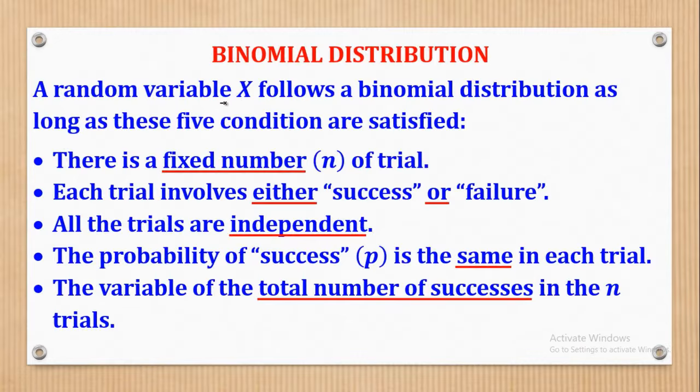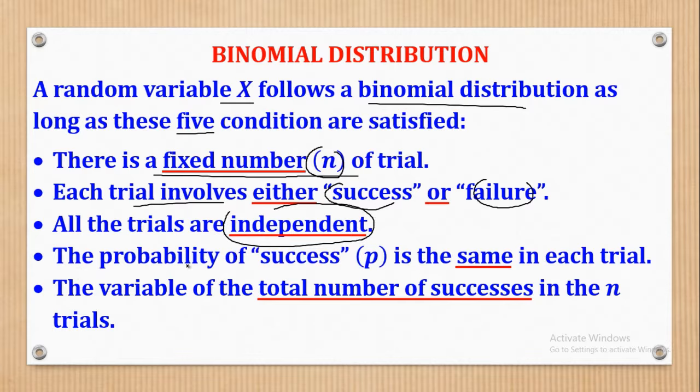So a random variable capital X follows a binomial distribution as long as these 5 conditions are satisfied. One is that there should be a fixed number of trials, denoted by small n. Two is that each trial involves either a success or a failure. Then three is that all the trials are independent.